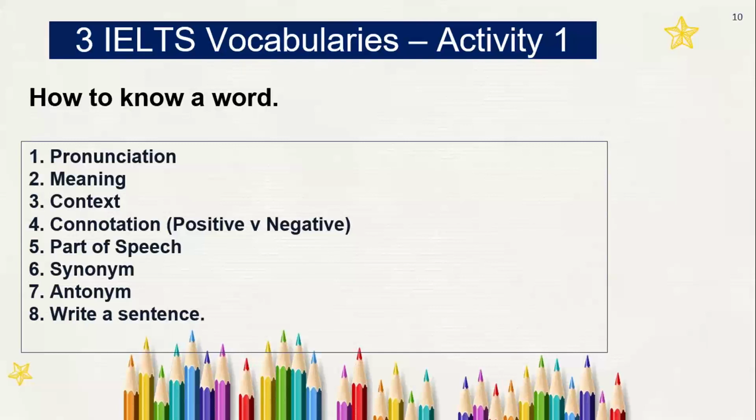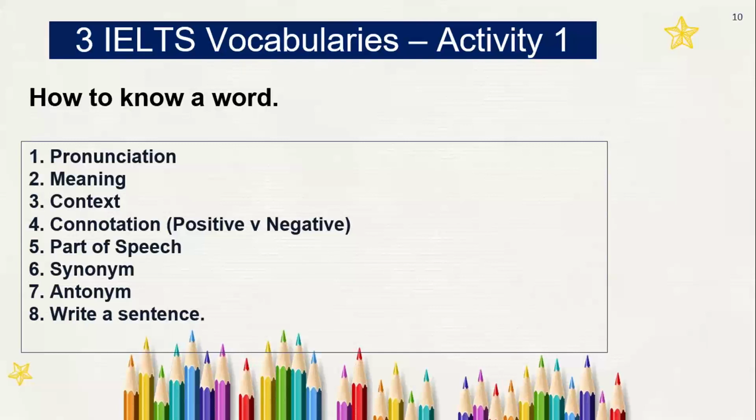Number two, of course, know the meaning of the word. Number three, not only know the meaning, but the context of the word. And sometimes the context changes. And when the context changes, you need to be able to understand what the meaning of the word is in the different situations. Number four, is the word negative or positive? What is the connotation of that word?